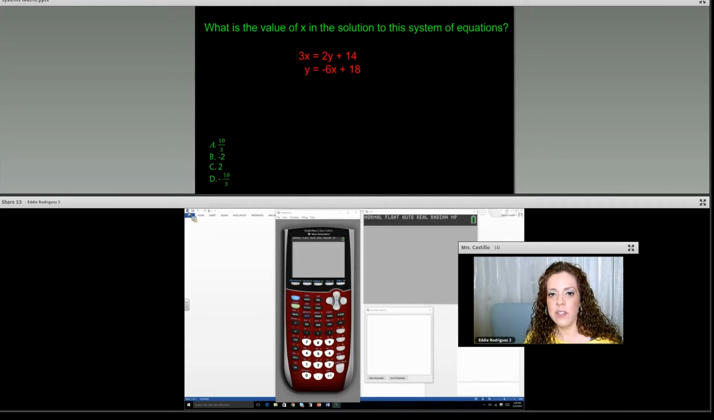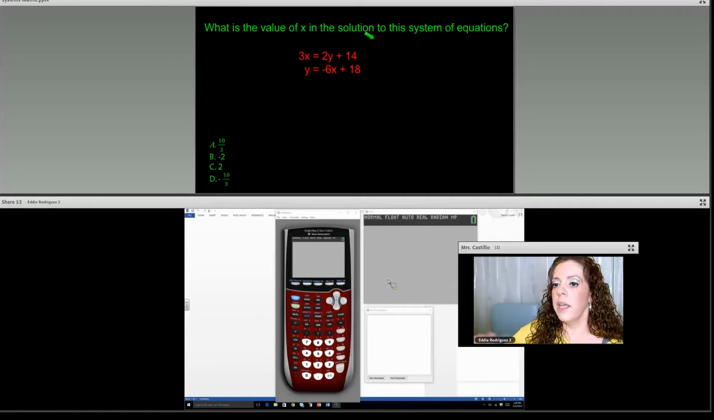I'm Ms. Castillo, and today we're going to work out a problem finding the solution to a system of equations. Remember that a system of equations means that we have 2 or more equations to graph. But for Algebra 1, we're only going to work with 2 equations. So if you remember, the solution is where our system of equations intersects.